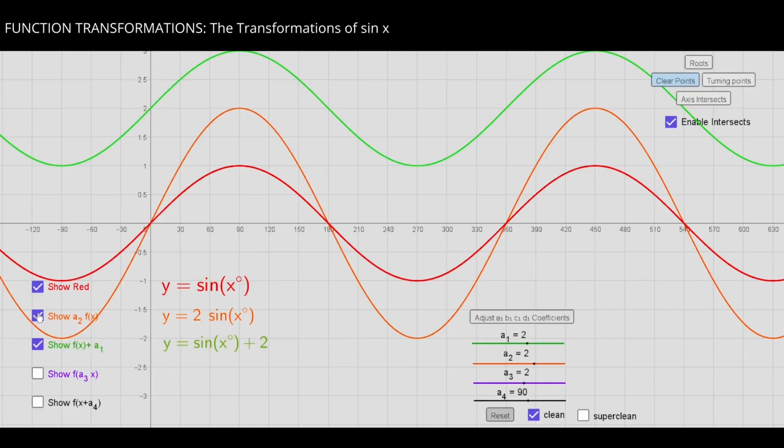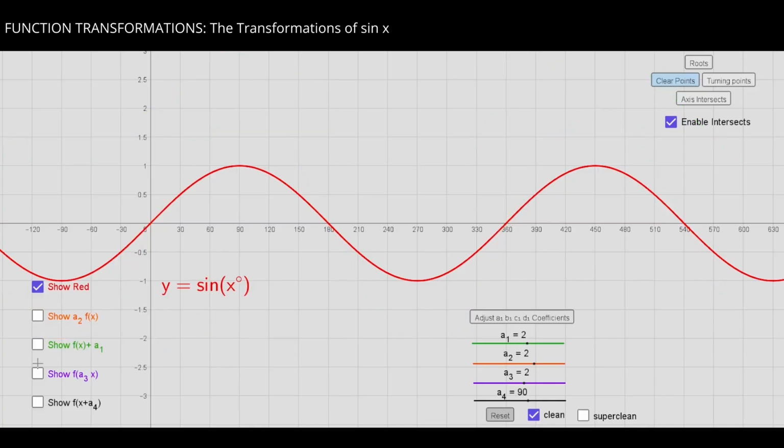Okay, let's turn both the vertical transformations off now. So what are the horizontal things we can do with this curve? Well, the first is that we can shift it to the right or to the left, and we could also stretch it horizontally from a fixed point.